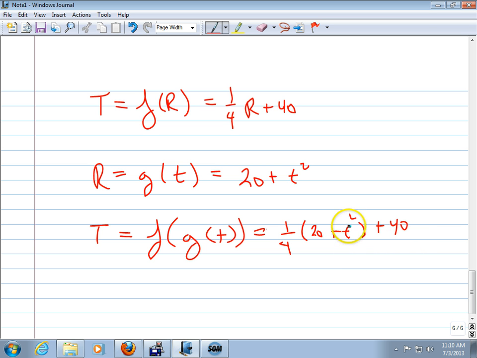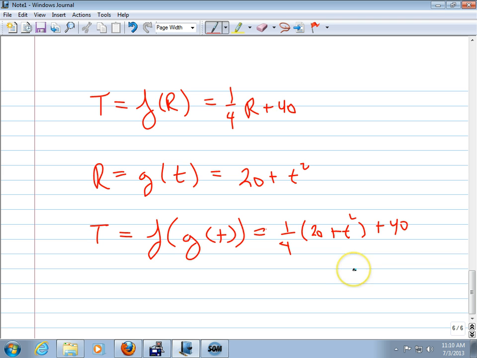So let's do it. 10 squared is 100, plus 20 is 120. 120 over 4? 120 divided by 4? 30. 30 plus 40? So it's 70 degrees Fahrenheit at 10 a.m. Okay? How are we doing?